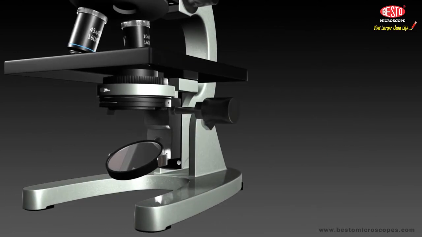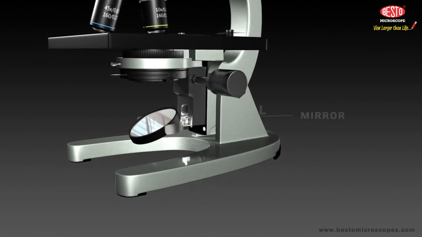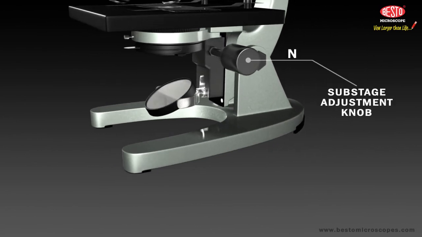L. The mirror, located beneath the stage diaphragm, increases the amount of light shining through your sample or slide. Sometimes we use a lamp plugged into an electrical outlet instead of a mirror or reflector. M. The base of the microscope is the heavy bottom part. It supports all the other parts of the microscope. N. The substage adjustment knob is used to move the condenser up and down.